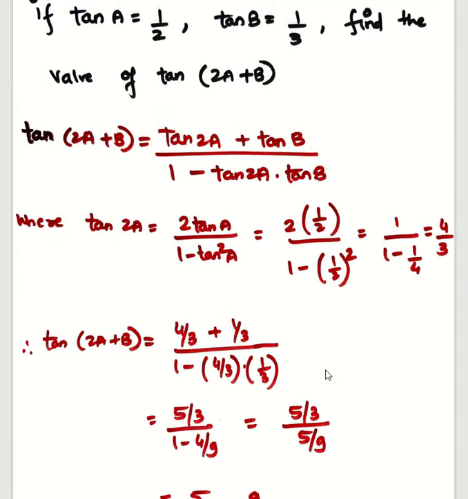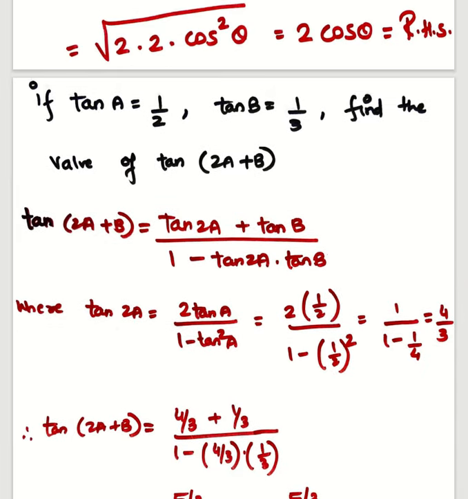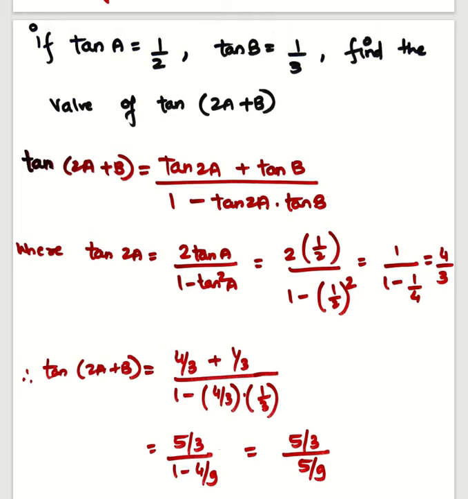Next question: if tan a is equal to 1/2, tan b is equal to 1/3, then find the value of tan(2a + b). It is actually easy. We know one formula, tan(a + b) is (tan a + tan b) upon (1 − tan a tan b). It is in terms of a and b.